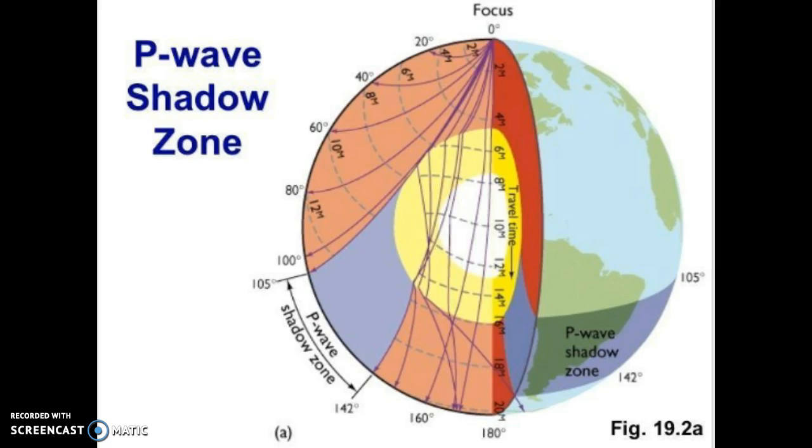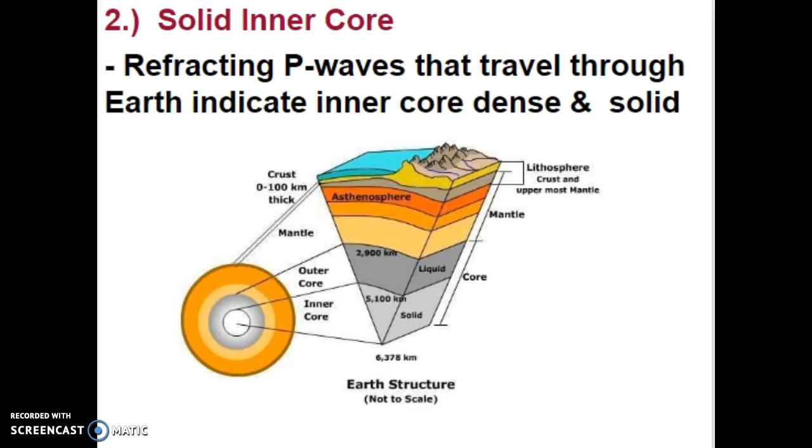That's what's happening inside the Earth. In the P wave shadow zone, where there are no waves recorded, we have all of this refraction of the primary waves away from each other. So we can use that to figure out which part of the Earth is solid and which part of the Earth is liquid. We know that the very solid inner core refracts P waves that travel through the Earth, which indicates that we have an inner core that is dense and solid.